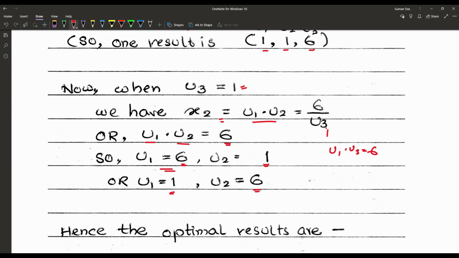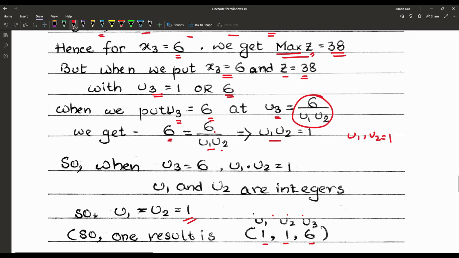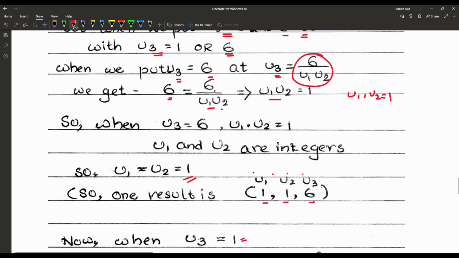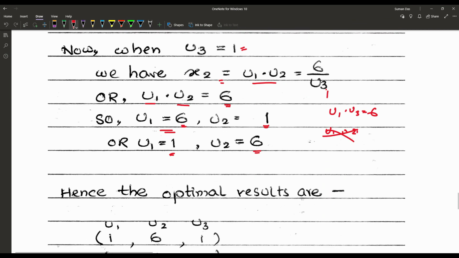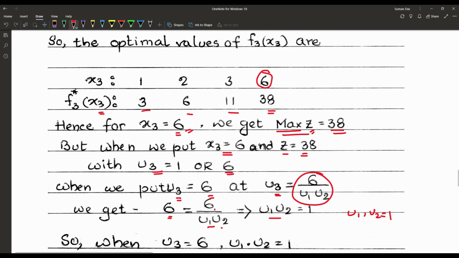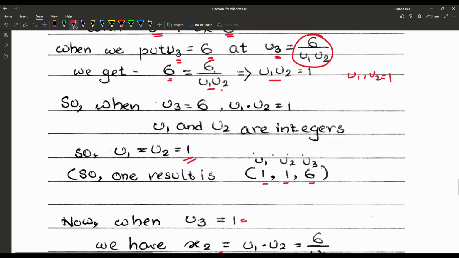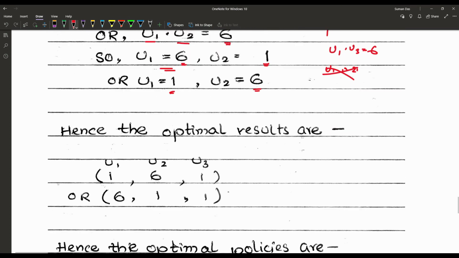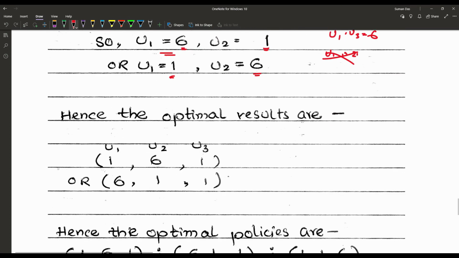We cannot consider u1 and u2 as 2 and 3 because already we have found out those values only for the values of 6 here. So 2 and 3 are not possible, because when we use 2 and 3, that must be an impossible case for the result, we are not getting the maximum values. So we have another two solutions for the optimal result.